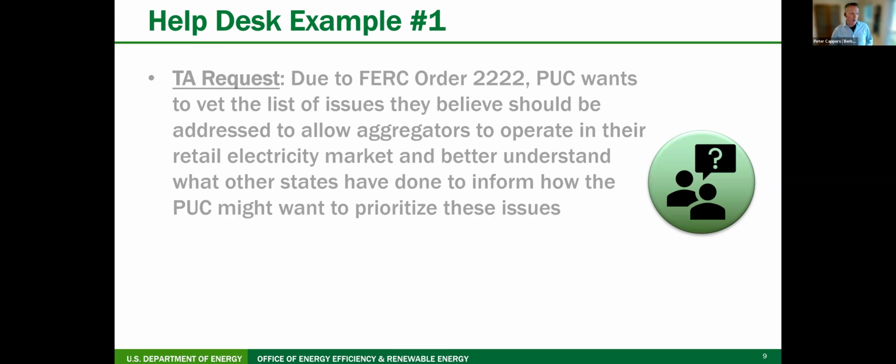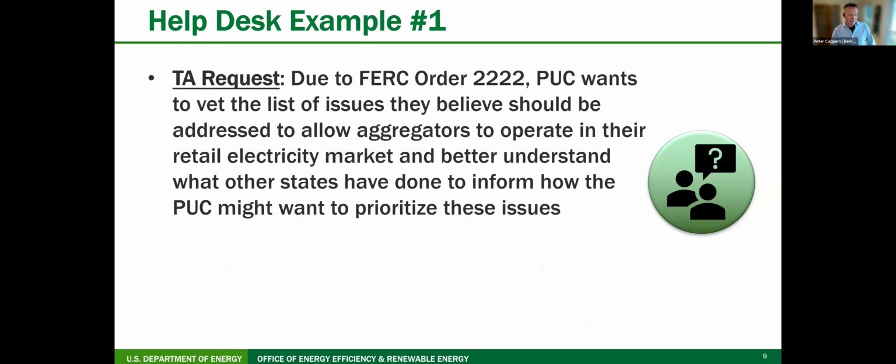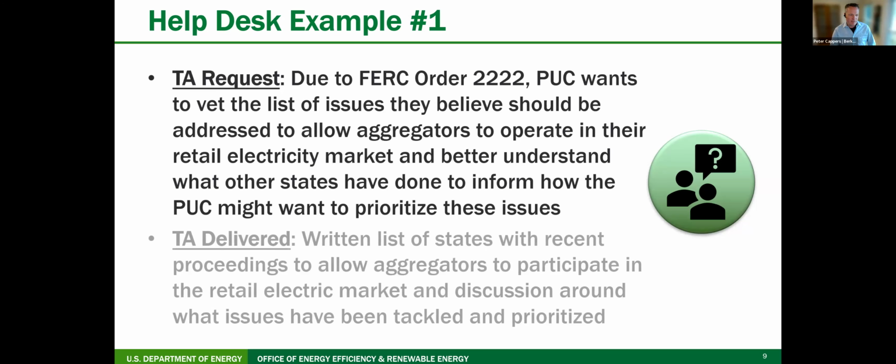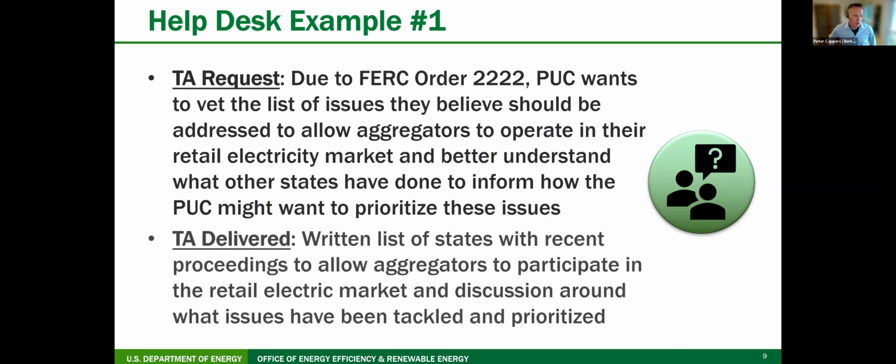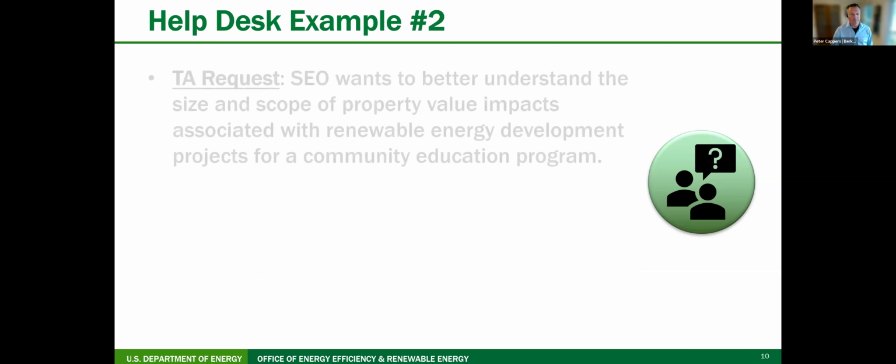After submitting the request and getting it approved, a researcher who recently completed a similar technical assistance request connects with the commissioner to clarify what's needed. About a week later, the SME sends over a list of states with recent regulatory proceedings on the issue and schedules a call to discuss the experiences from these other states and how that might help this PUC prioritize what to pursue and when.